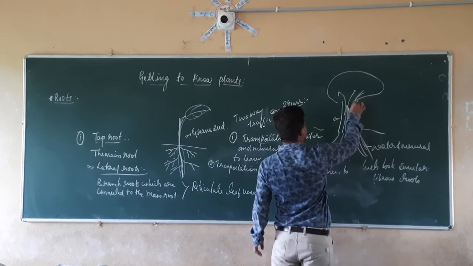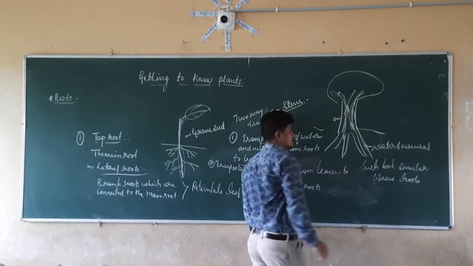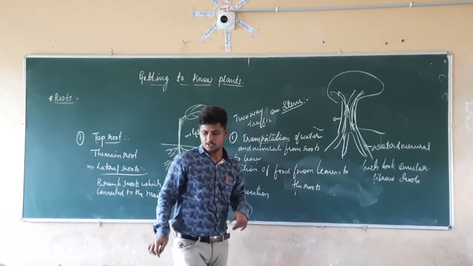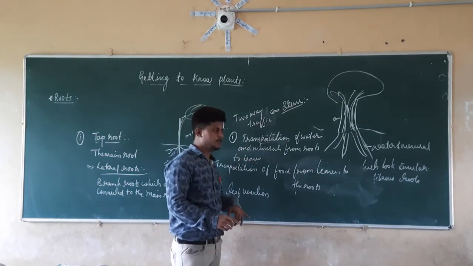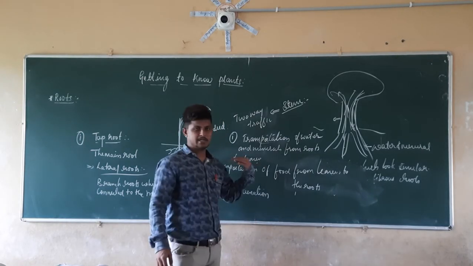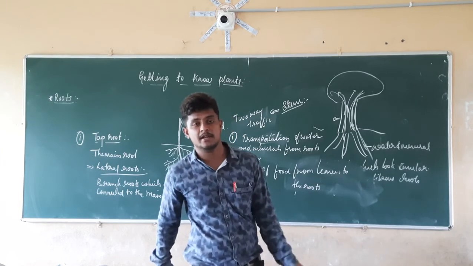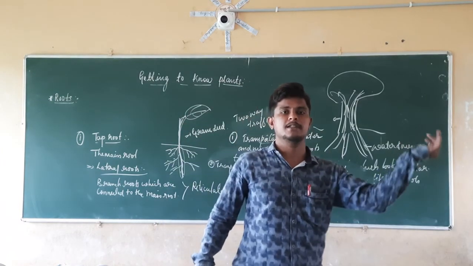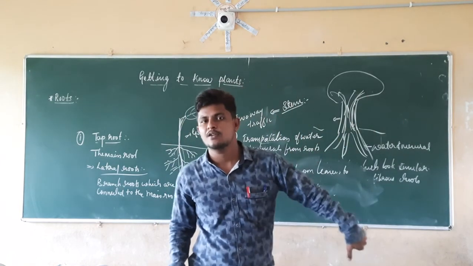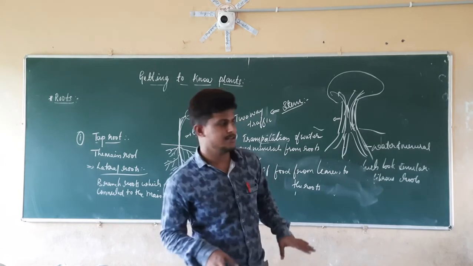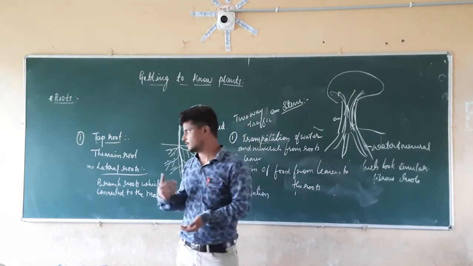One is in the upward direction and this is coming in the downward direction. So the stem is controlling two-way traffic, that is nothing but transportation of the water and minerals from the roots to the leaves, and in the same manner, the transportation of the food particles from the leaves to the roots. So this is the major function of the stem, as well as we discussed the roots.